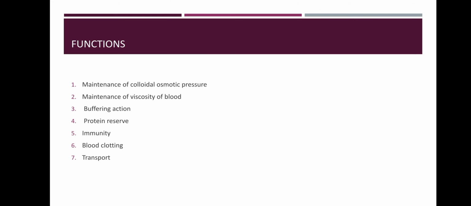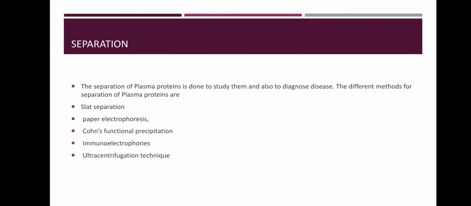Next we will see separation of plasma proteins. Separation of plasma proteins is done to study them and also to diagnose disease. There are different methods of separation of plasma proteins. They are salting out, paper electrophoresis, Cohn's fractional precipitation, immunoelectrophoresis, and the ultracentrifugation technique. So these are the different methods of plasma protein separation.